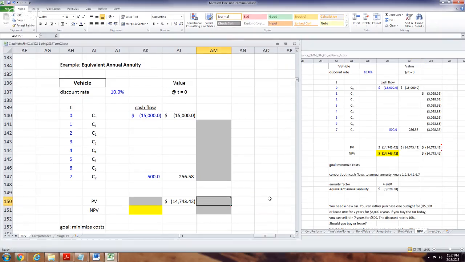This is just simply equals negative PV, parenthesis, it's a 10% rate, it's 7 years. You could do payment or future value. I'm just going to do future value. And that is 500 plus the 15,000, which is at today. And there you go.